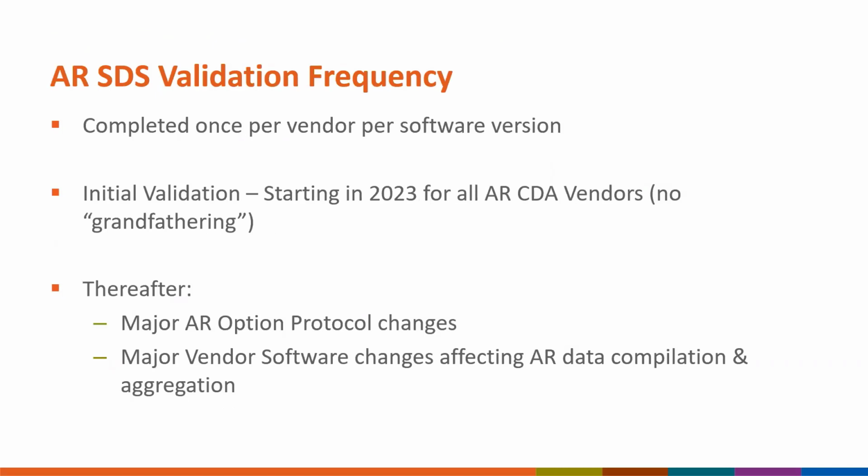One of the more frequently asked questions we get is how often revalidation will be required. Just like for AU SDS validation, AR validation is expected to be completed once per vendor per software version. So starting in 2023, all vendors creating AR CDA files will need to have successfully passed the initial AR SDS validation in order for their client facilities to be able to either manually upload AR CDA files or import them via direct. No vendor will be grandfathered in.